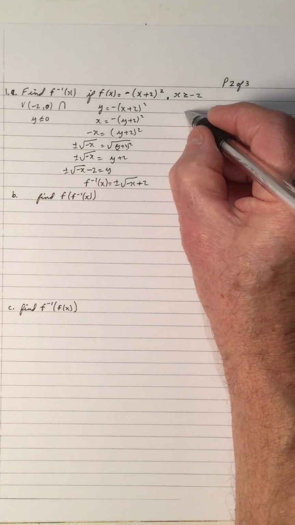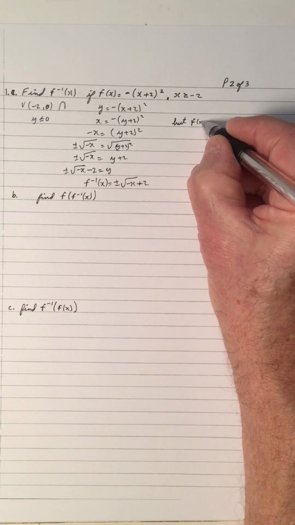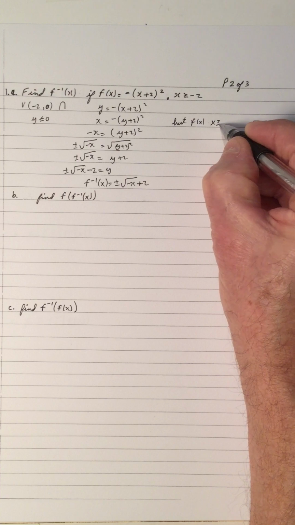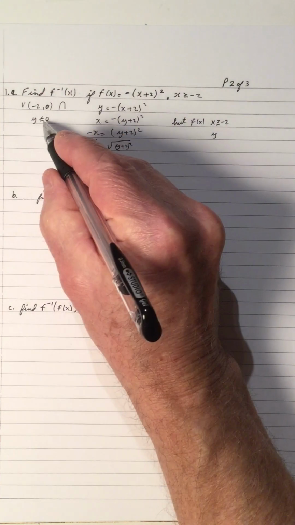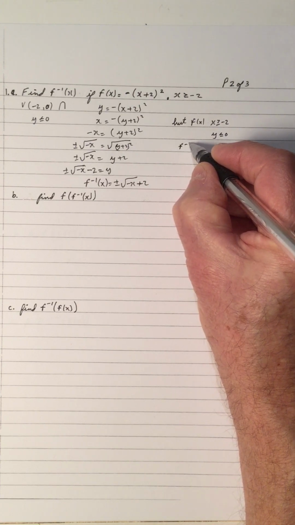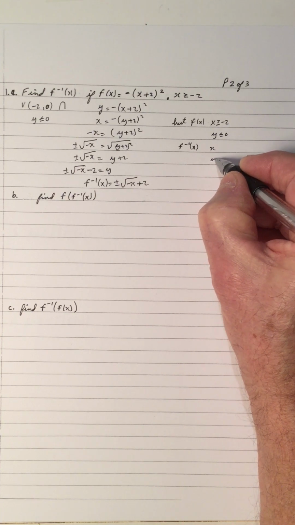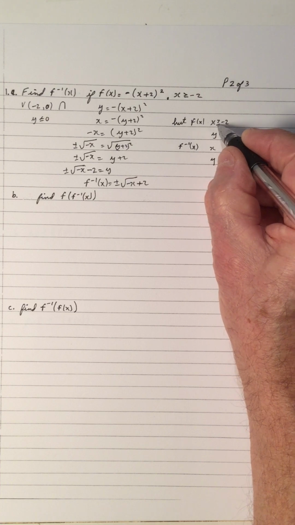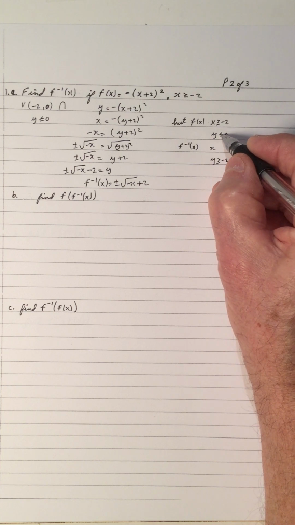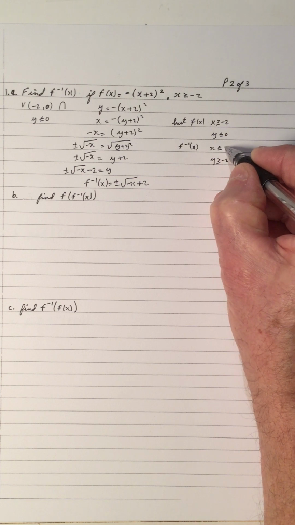But let's check. In the f of x, x is greater than or equal to negative 2, and the y right here is less than or equal to 0. So that means in f to the negative 1 of x, the x becomes a y, and the y becomes an x. So y is greater than or equal to negative 2, and the range here is the domain here, so x is less than or equal to 0.